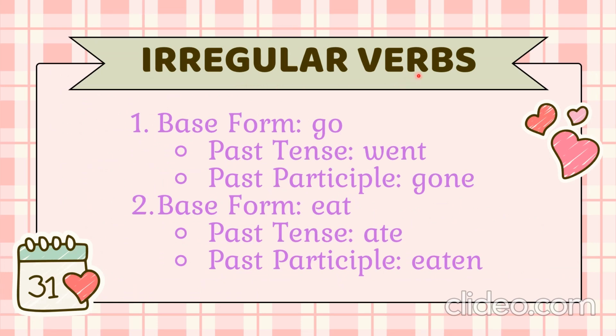Irregular verbs. Example: the base form go becomes went in the past tense and gone in the past participle. Another example: eat becomes ate and eaten.